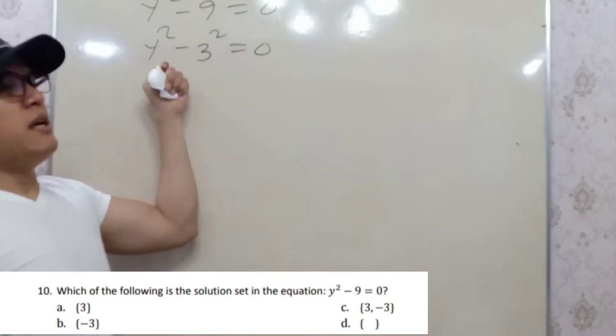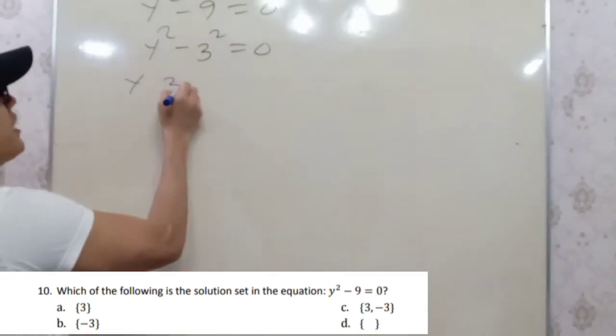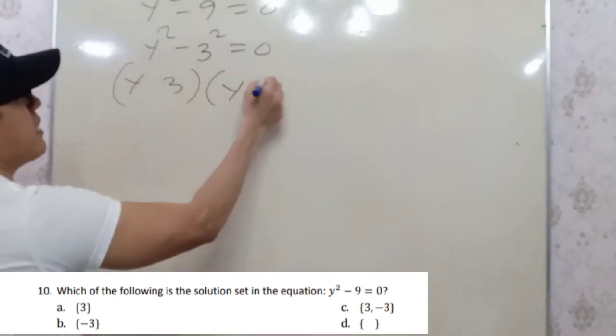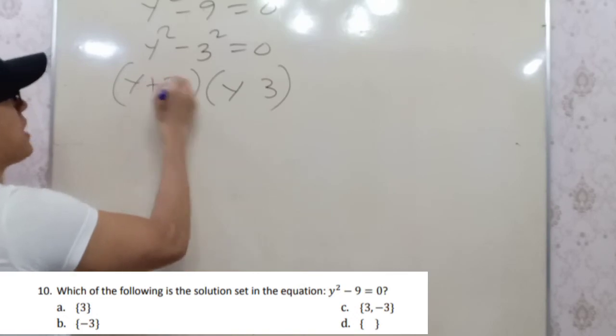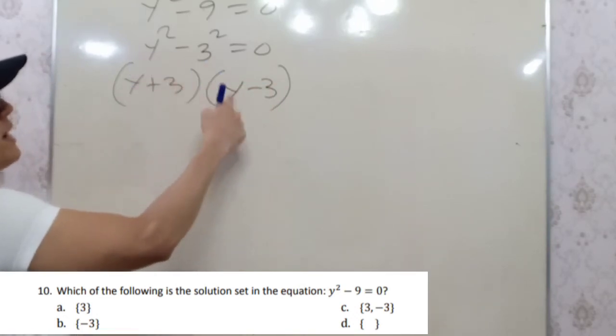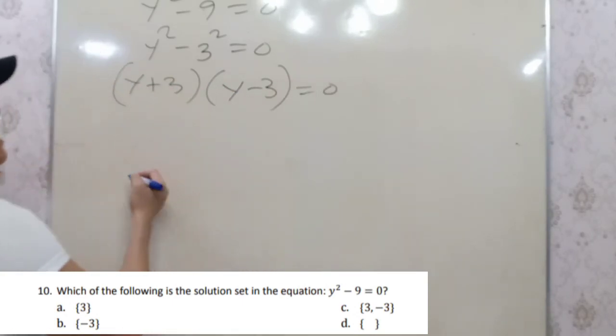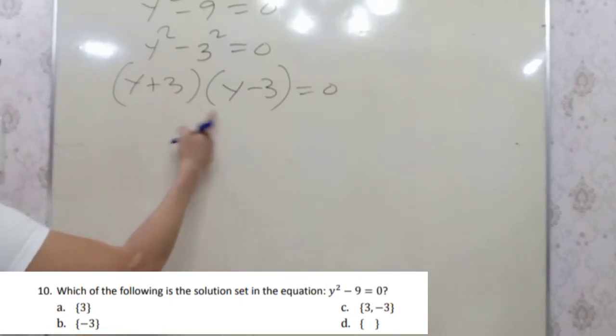Now, difference of 2 squares ulit. Application niya, y, 3, right? And then y, 3. Now, ano yung signs? Plus, minus. 1 is plus, 1 is minus. Yan lang. Kopyahin nyo lang y, 3, y, 3. And then, plus and minus. The other side is equal to 0.